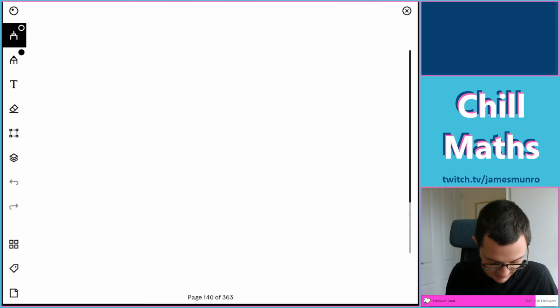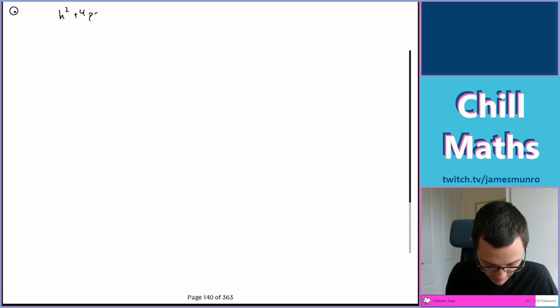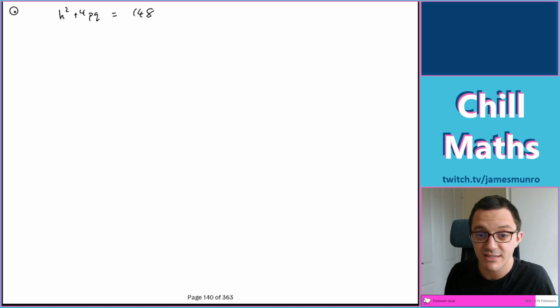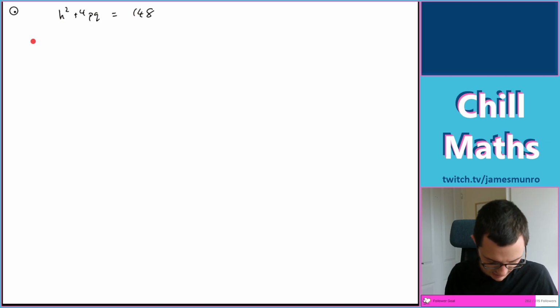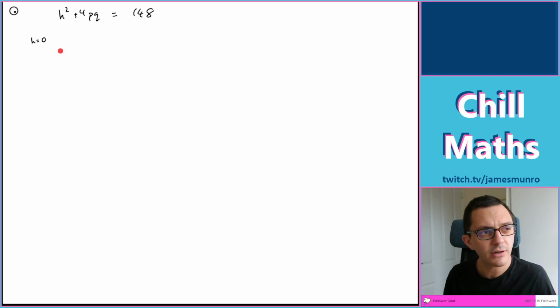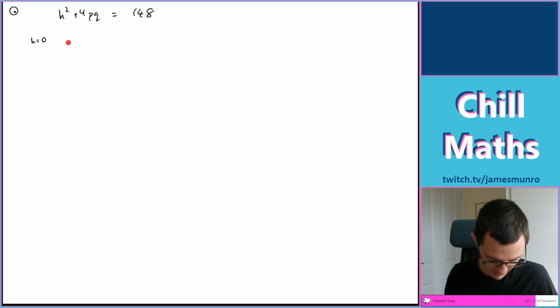So 148. Okay. So we want h squared plus 4pq to be equal to 148. And this sets some pretty sensible bounds on how big h squared can be, because I don't want it to be too big. And I think I want h squared to be even, because that's even, and so is that. So I might consider h as 0. That's different, because 145 was odd. So we had these other cases, didn't we? So if h is 0, then pq, let's divide by 4, let's be brave.